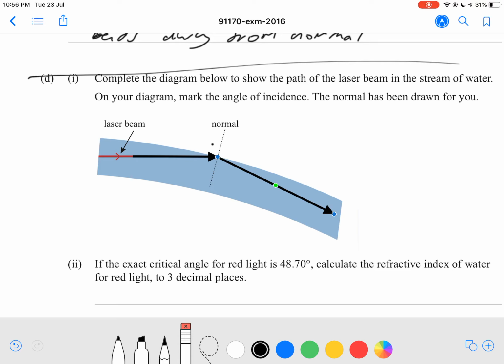So on your diagram, mark the angle of incidence. The angle of incidence is the angle that the ray makes with the normal. Don't get confused, this is not the angle of incidence, this is the angle of incidence here. Alright? Marking it correctly, just be careful.